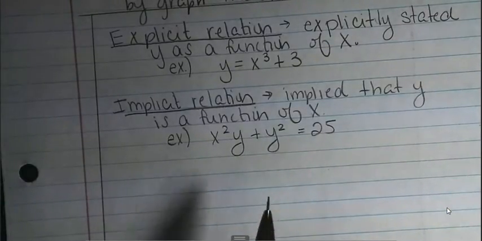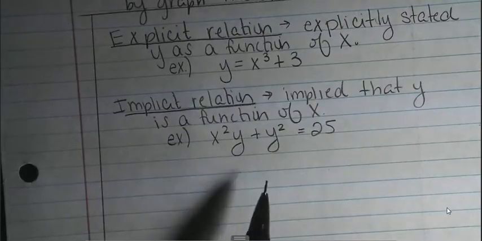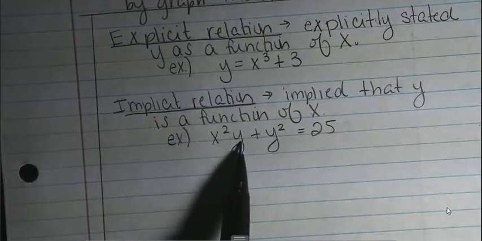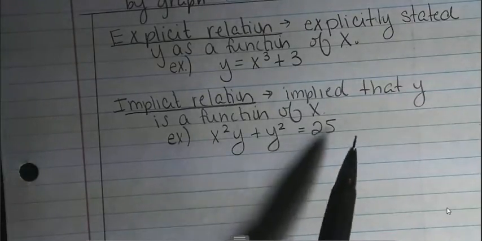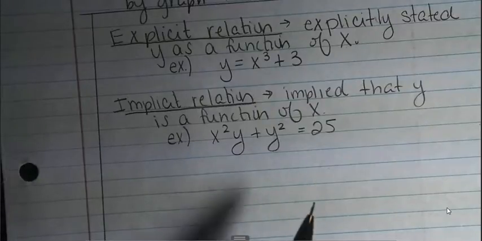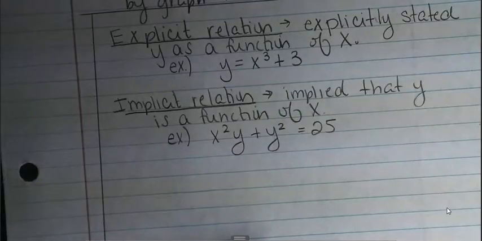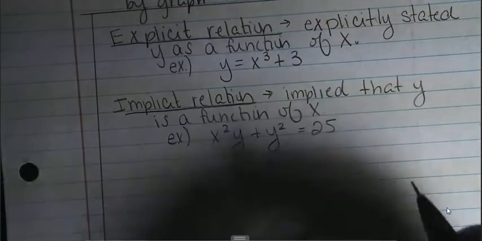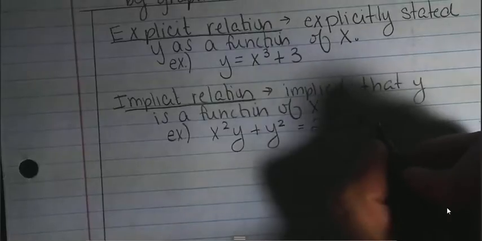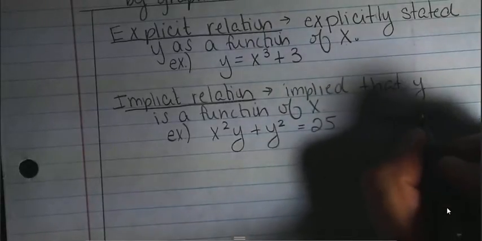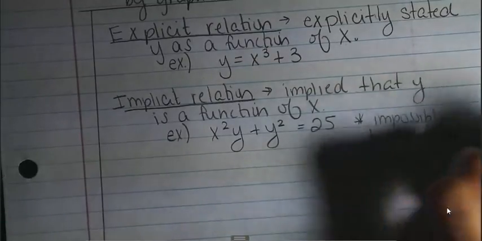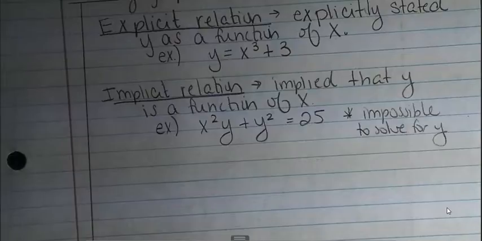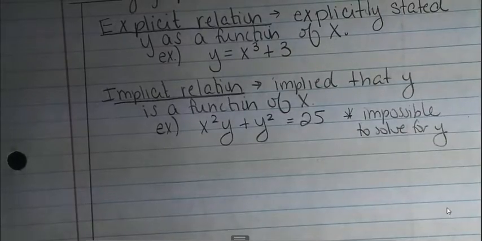Well, we can always take functions or relations and we can solve them for y. However, in this case, there would be no way that I could actually solve for y. I could factor out one y and then divide everything else to the other side, but I'd still have a y being divided out. So I'm never going to be able to solve this just for y. So this is when it's something where it's impossible to solve for y. Even though really y is your output and x is your input.